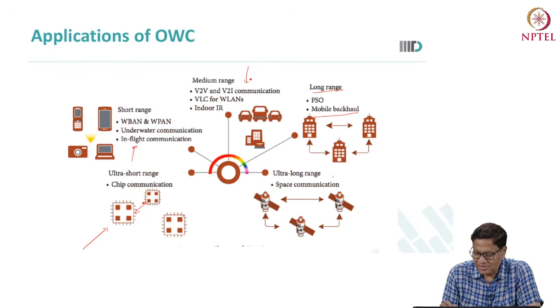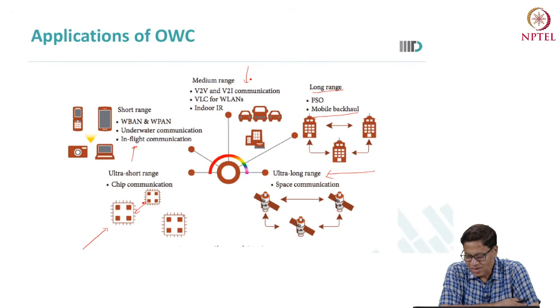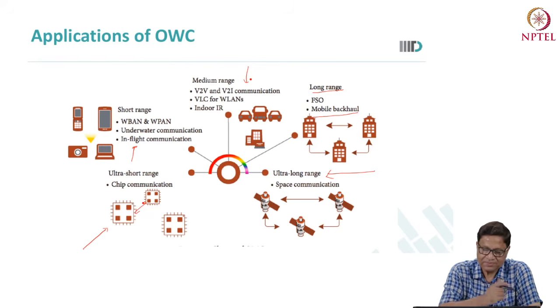Another application is ultra long range, that is communication in the space. So satellite to satellite communication, or satellite to aircraft communication, or from satellite to ground communication, they all come in this category. And the typical distances are the order of thousands of kilometers. So as you see here, the use of optical wireless technology ranges from millimeter distance communication to thousands of kilometers of communication. So it has a wide spectrum of applications.